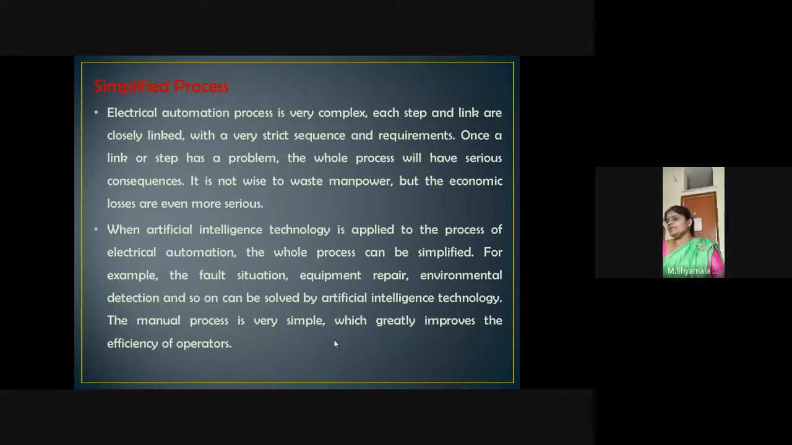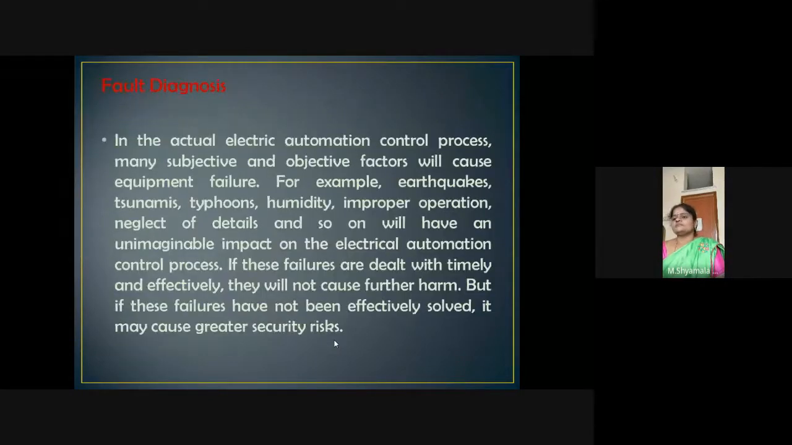When artificial intelligence technology is applied to the process of electrical automation, the whole process can be simplified. For example, fault situations, equipment repair, environmental detection, and so on can be handled by artificial intelligence technology. The manual process is very simple, which greatly improves the efficiency of the operator.